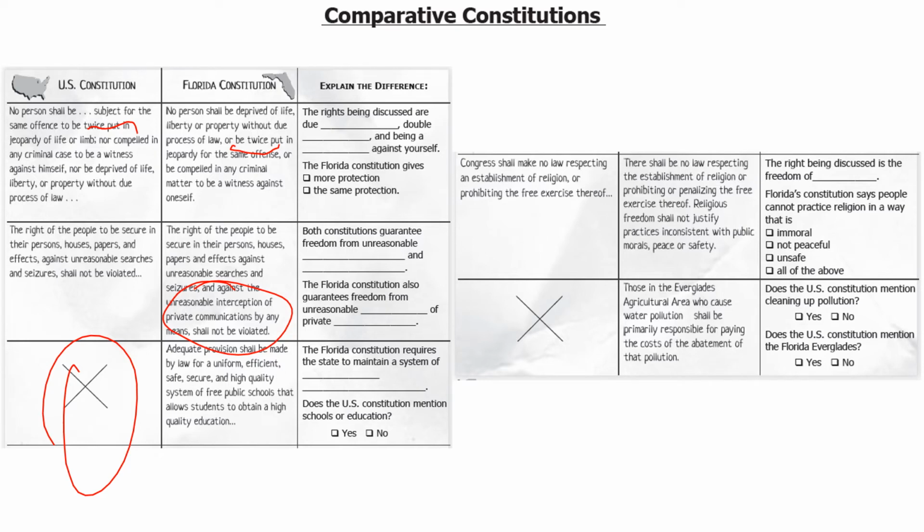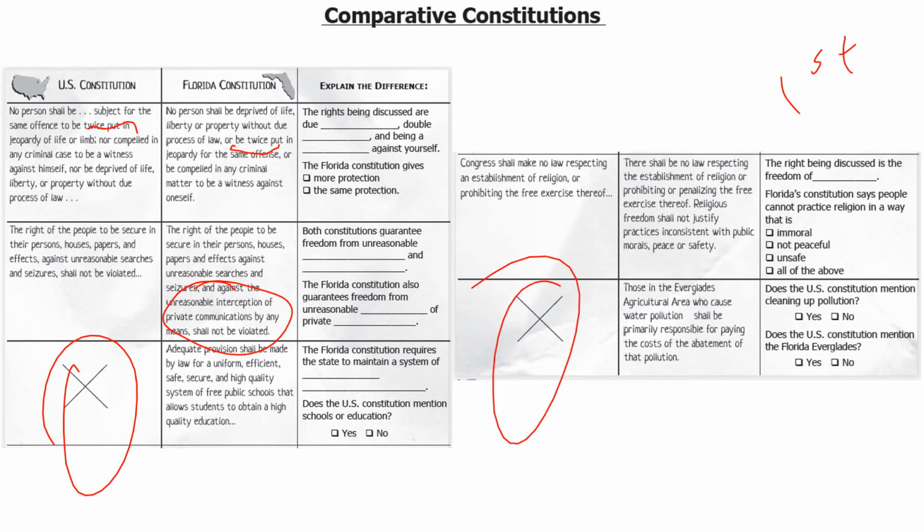Congress shall make no law respecting an establishment of religion or prohibiting the free exercise thereof. Florida says there shall be no law respecting the establishment of religion or prohibiting or penalizing the free exercise thereof. Religious freedom shall not justify practices inconsistent with public morals, peace, or safety. So the right being practiced is the freedom of what? It's a First Amendment right. Florida's Constitution says people cannot practice a religion in a way that is immoral, not peaceful, unsafe, or all of the above. You should be able to figure that one out. And then we have another X here.